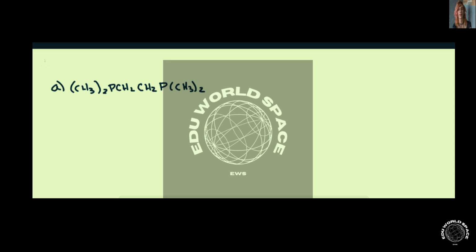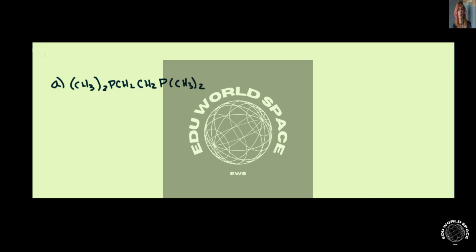This question gives us the molecule dmpe, which stands for dimethylphosphinoethane, and in part A asks us to draw the Lewis structure for dmpe and compare it to ethylene diamine as a coordinating ligand. So we'll start out with the Lewis structure of this guy.